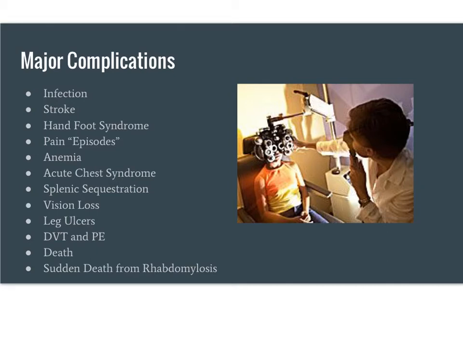Acute chest syndrome presents with symptoms similar to pneumonia, including chest pain, coughing, difficulty breathing, and fever. Splenic sequestration is the accumulation of sickled cells in the spleen, causing it to enlarge. Those with sickle cell may also experience vision loss, leg ulcers, deep vein thrombosis, and pulmonary embolisms. Sudden death due to rhabdomyolysis may also occur, especially with intense exercise and dehydration. Rhabdomyolysis occurs with excessive skeletal muscle breakdown that leads to kidney failure and death.